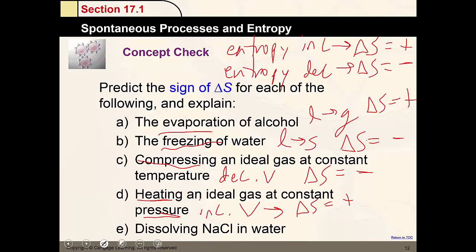Then last one, dissolving salt, NaCl, which is a solid, in water. So you're going from something that's in a solid state to aqueous. So if you think about it, when salt dissolves in water, you're increasing the disorder because the salt dissociates. It breaks apart into its two ions, into its cation, sodium cation, and chloride anion in water. So therefore, its randomness and disorder will increase.